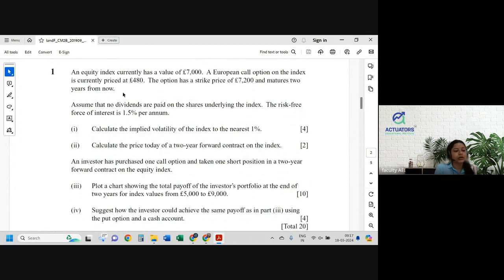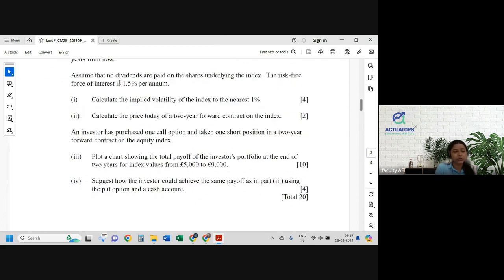Okay, an equity index currently has a value of 7,000. A European call option on the index is currently priced at 480. So this is the price of the European call. Strike price is this, and maturity is 2 years from now. Assume that no dividends are paid on the shares underlying the index. The risk-free force of interest is 1.5%. This is the delta which is given. Calculate the implied volatility of the index to the nearest 1%.